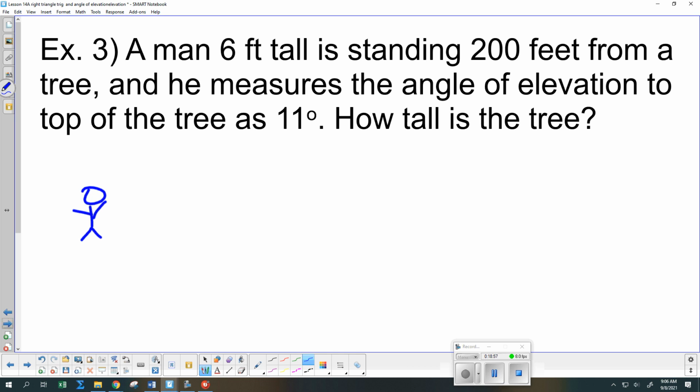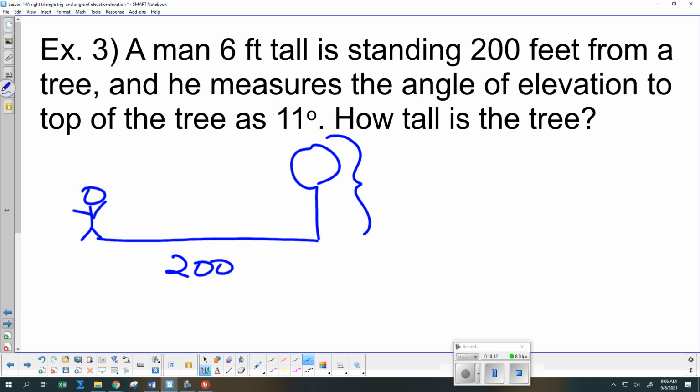I'm not trying to draw anything fancy, and he is 200 feet away from a tree. There's my bad tree. It's my lollipop. I want to know how tall the tree is, so this is what I need to find.